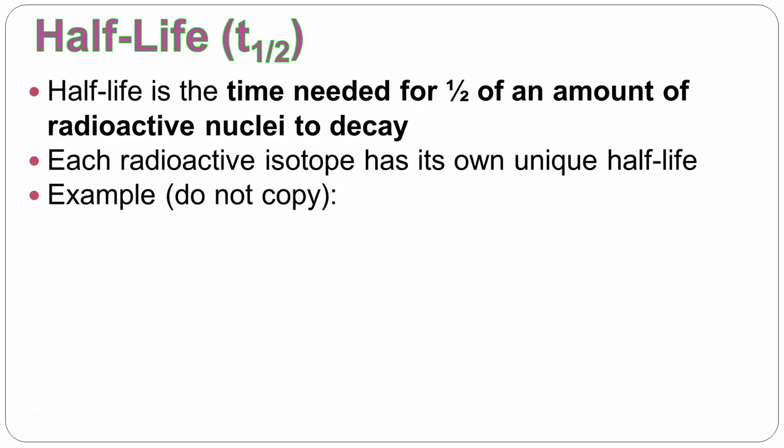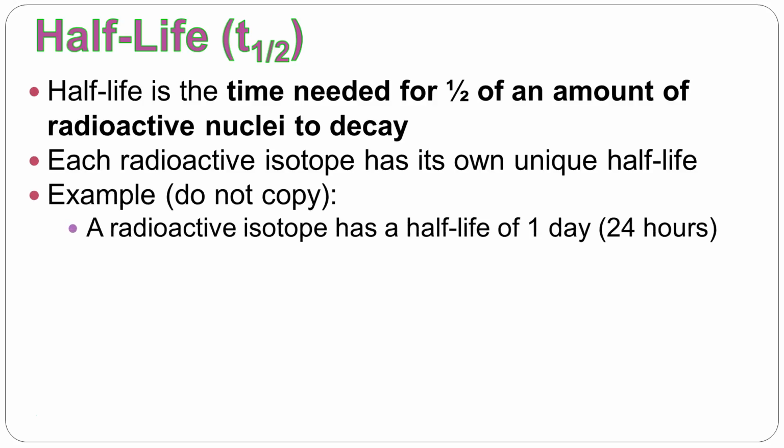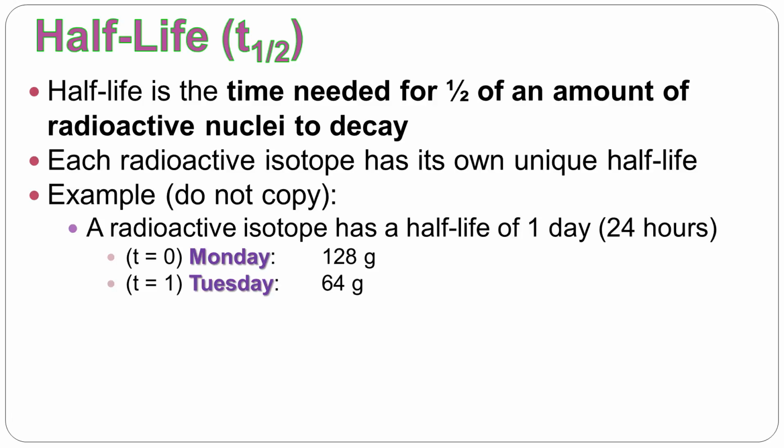Let's take an example here, so don't copy this. Let's say we have a radioactive isotope with a half-life of 1 day or 24 hours. Let's say on Monday, T0, that's just time 0, we have 128 grams of this. Well, Monday we start with that. Tuesday, we're going to have half of that, because remember, each day, half of it's going to go away. So I started with 128 grams.